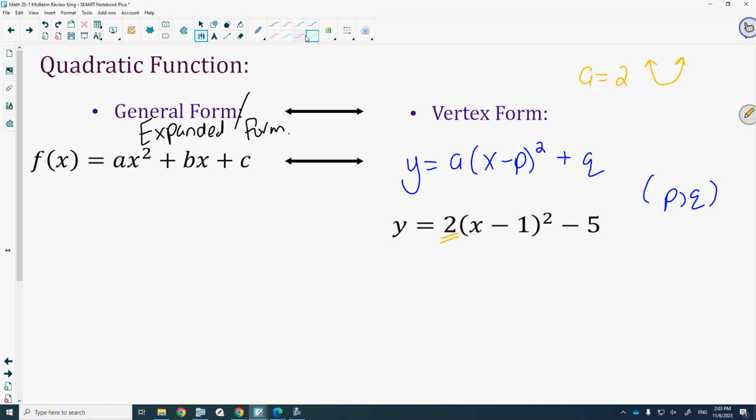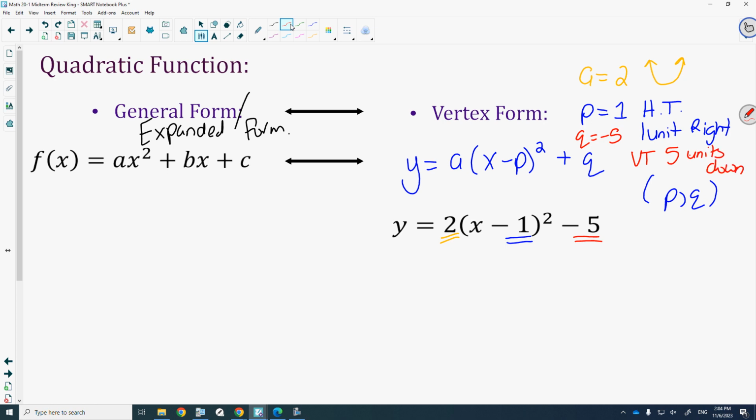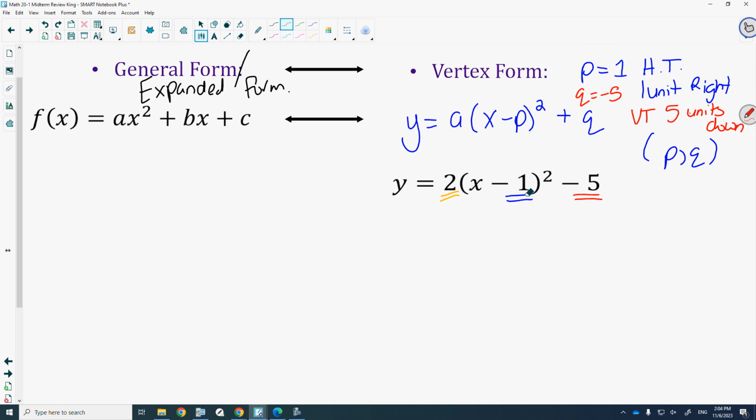which tells me that the graph opens up. The p value is equal to 1. And remember, that's going to move your graph 1 unit to the right. So that's going to be a horizontal translation, 1 unit right. The q value is -5, and that is going to move your graph up or down. This is going to move your graph down, so it's a vertical translation, 5 units down. So the vertex of this graph is at 1, comma, -5.